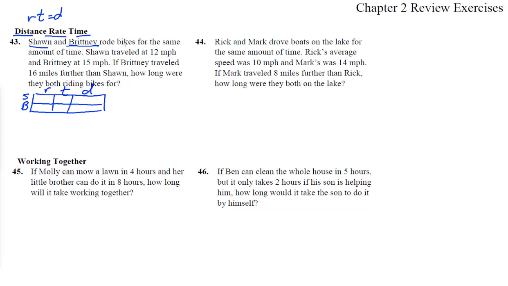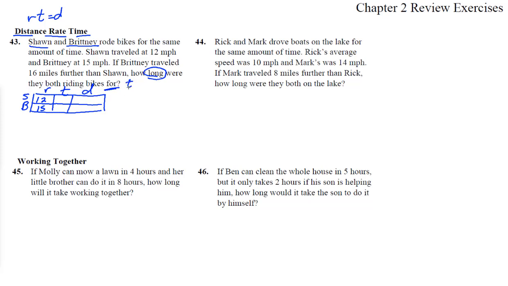All right, Sean and Brittany rode bikes for the same amount of time. Sean traveled at 12 miles per hour and Brittany at 15. So that's something we immediately get to put in. If Brittany traveled 16 miles further than Sean, how long were they both riding bikes for? So this is time. The thing we're looking for is time, t.